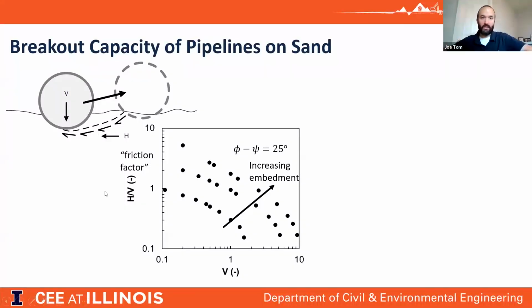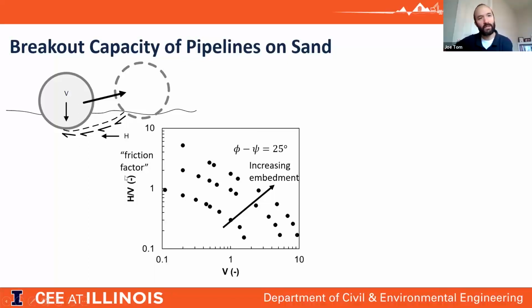So here I've plotted on the x-axis the applied vertical load, which is constant, and then values of the non-associated flow FEA results, where the horizontal capacity required to move the pipeline is normalized by that constant vertical load, with different embedments for a given difference between the friction angle and dilation angle. Again, we see that nonlinear change in the so-called friction factor.